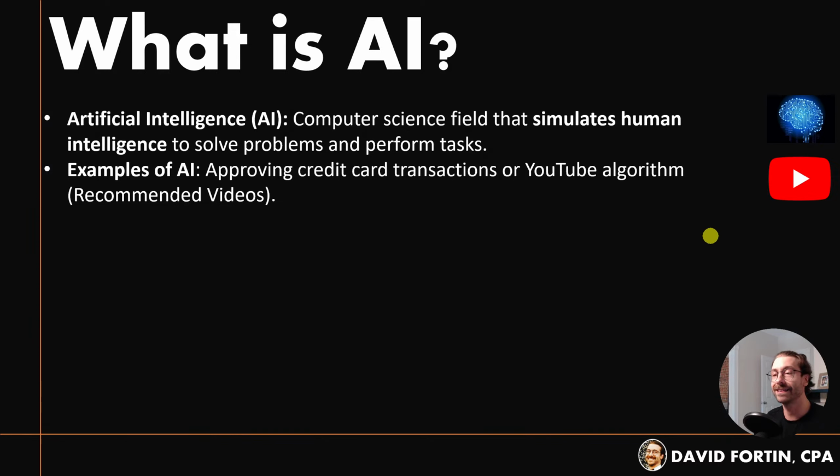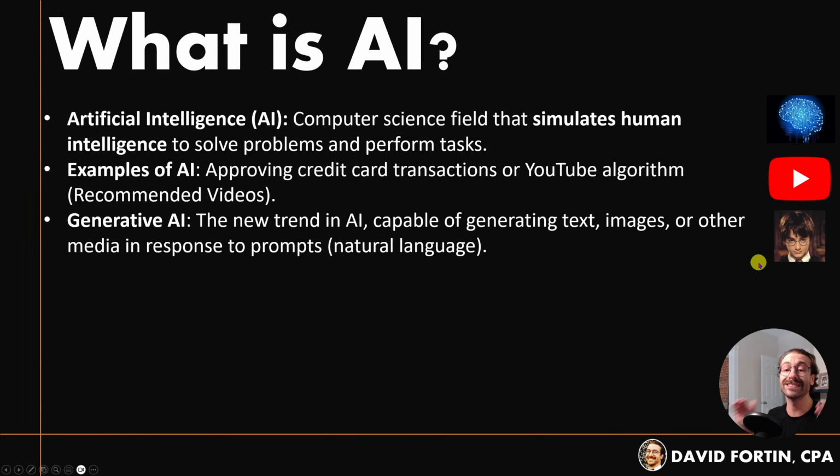We've been using AI like this for years now, but what's new is generative AI. This is the new trend in AI, and it is capable of generating text, images, or other media in response to prompts. So in other words, it is natural language. You are a wizard, Harry, right?